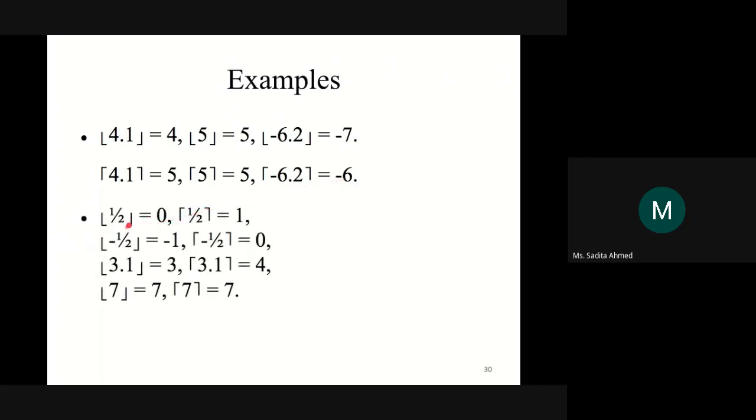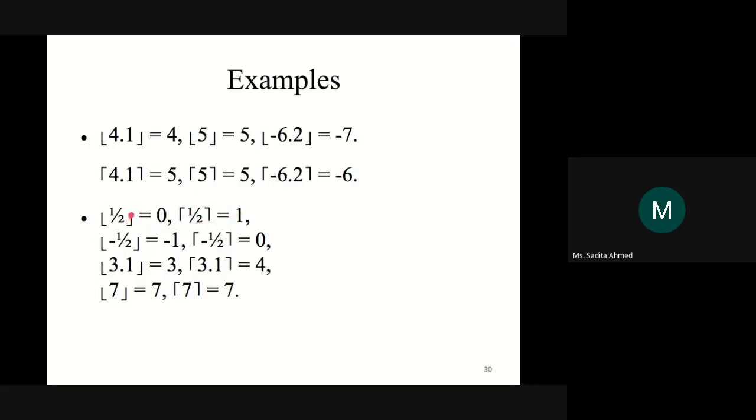Some other examples, see, the floor function applied on half, which is 0.5, is 0. All right? Why is that? Because the largest integer that is less than 0.5 is 0. However, if you apply the ceiling function on the same value, you get 1. The smallest integer that is greater than 0.5.